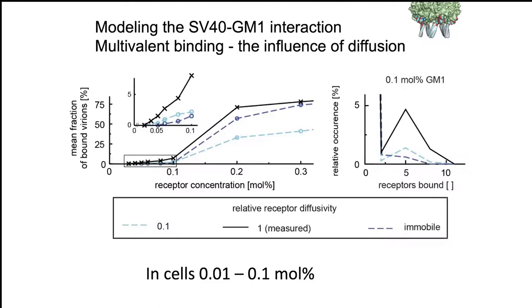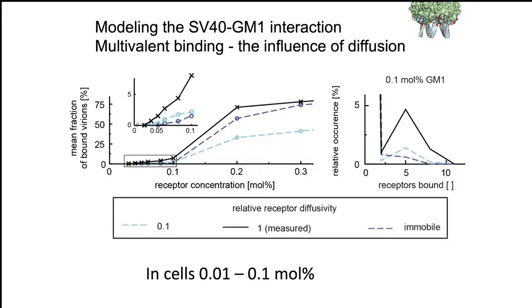However, at low concentrations, we could see a very striking effect. So at these concentrations here, up to 0.05, almost 0.1 mole percent, we can hardly see any binding with immobile receptors. So there are no receptors bound in this case, but there are about five receptors bound per virion in 5% of virions at this concentration. That means that because there are so few receptors, in the time it takes to form the bond, the bond breaks again and the virus comes off again.